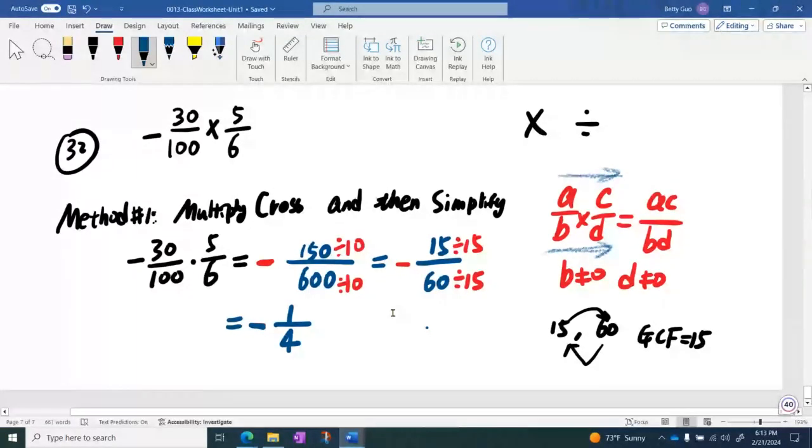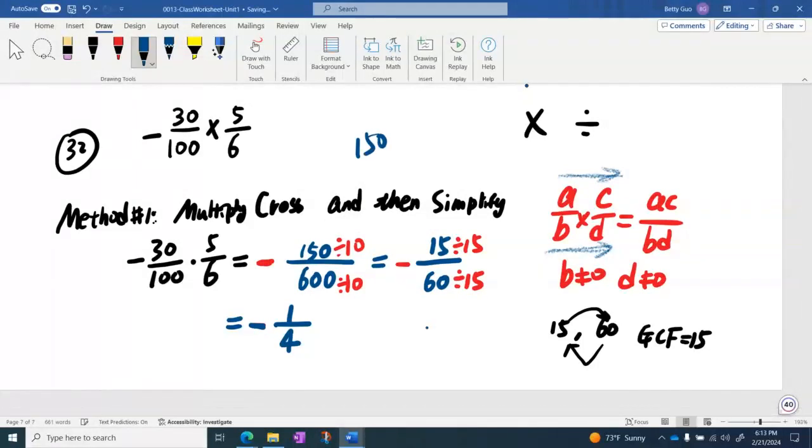In some cases, this method is pretty convenient. In this problem, using this method, not too much trouble, right? Especially if from the very beginning you can tell 150 actually goes into 600 4 times. Then you know the numerator and the denominator, GCF is 150. Then you can just reduce the result in one step. Divide both top and the bottom by 150. You have 1/4. Remember, don't forget the negative sign in front of it.